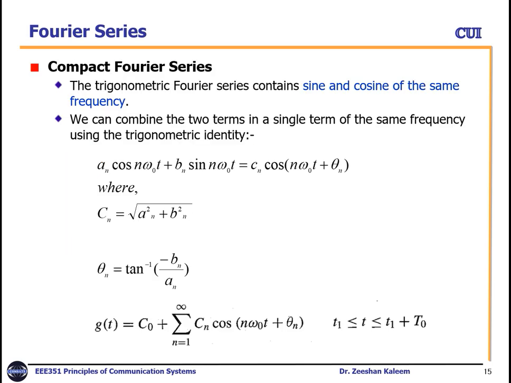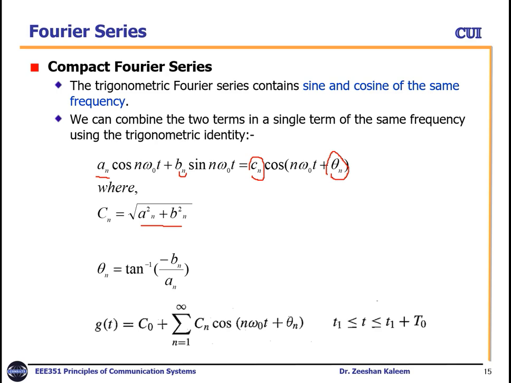The other term is compact Fourier series, which is actually nothing new, but only a combination of the Fourier series which we studied before. As you know, an and bn are the two terms. Instead of using an and bn, we use only cn, and instead of using a number of angles, we have only n omega naught t and the phase angle theta n. So cn we can calculate as the square root of an square plus bn square, and theta n is tangent inverse of minus bn over an.